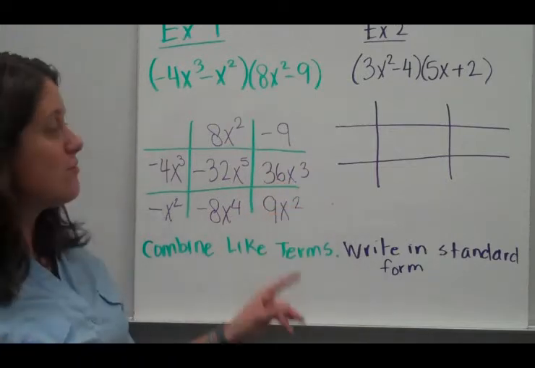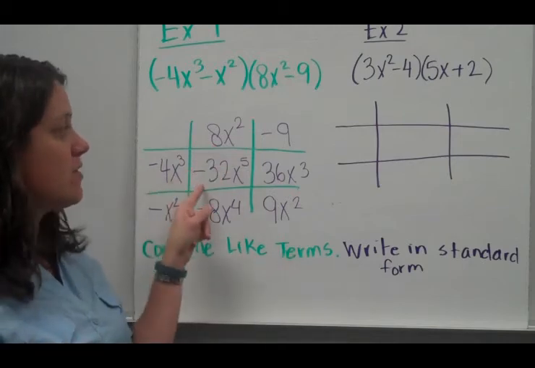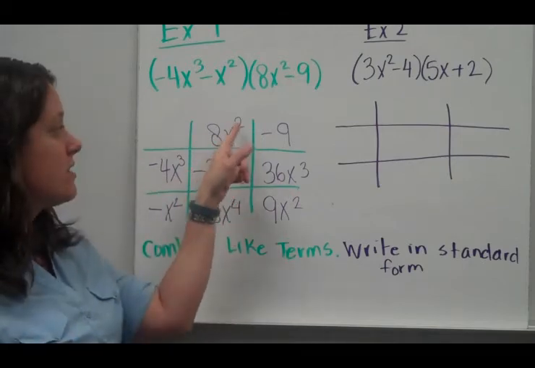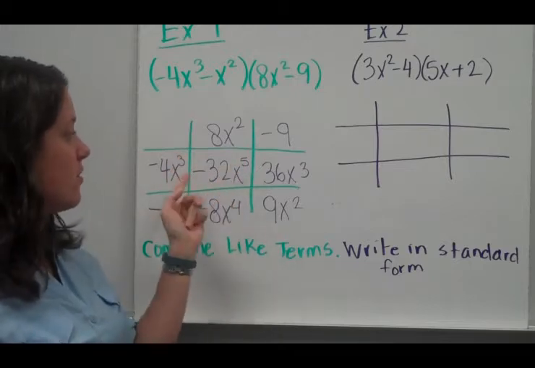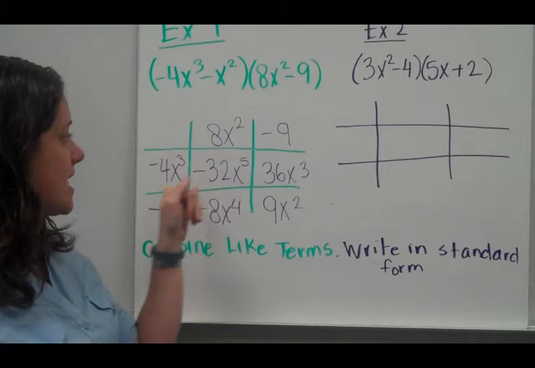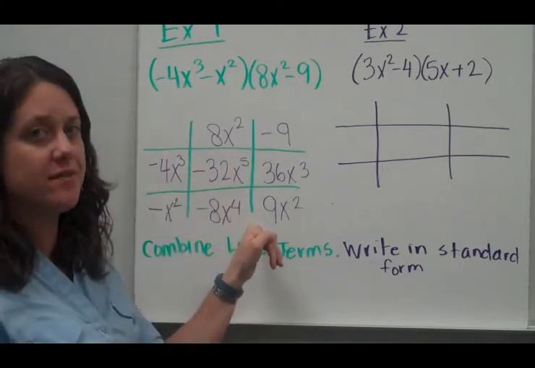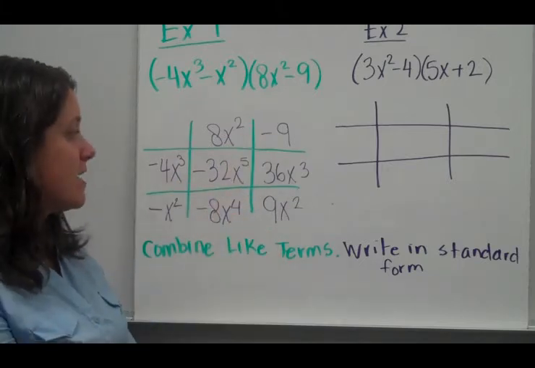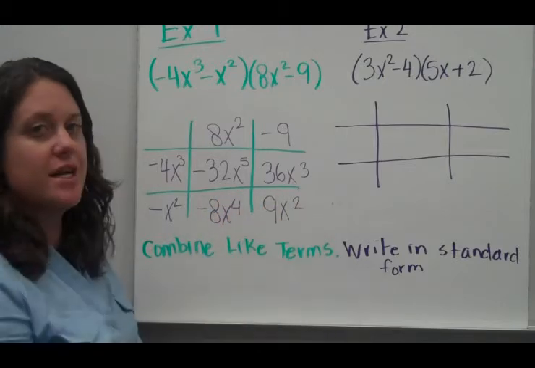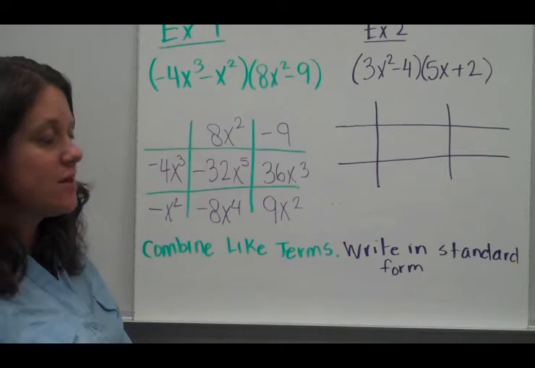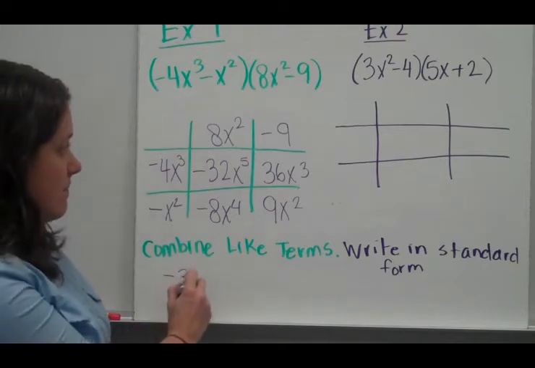Okay, so again, as you're multiplying, you multiply the coefficients, so negative 32, and you have x squared and x to the third, so that makes x to the fifth. Okay, so you go through and do that for each one. Remember, if you have a negative times a negative, it gives you a positive answer. So then you're going to go back and combine like terms. So I see x to the fifth, fourth, third, and squared, so I can't combine those. So I write it in standard form.